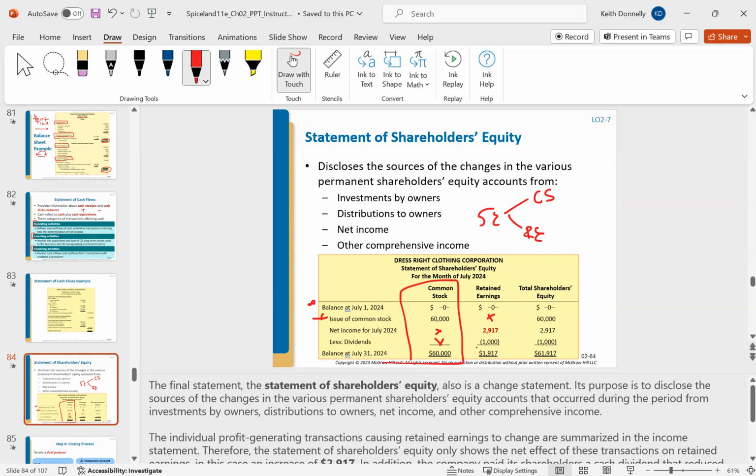Same over here for retained earnings. So you can think of it like they each have their own equation. Common stock is your beginning plus what you sold minus what you bought back gets you your ending. Retained earnings is your beginning plus your net income. Oh, by the way, we can nab that from the income statement. Minus our dividends gets us our ending.